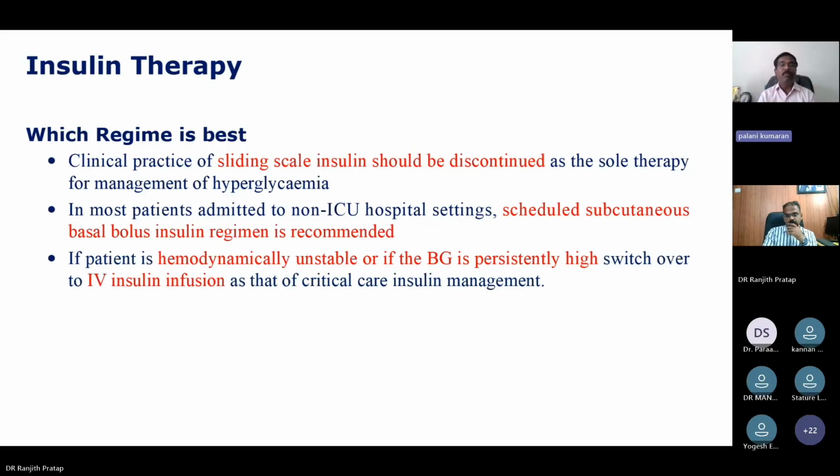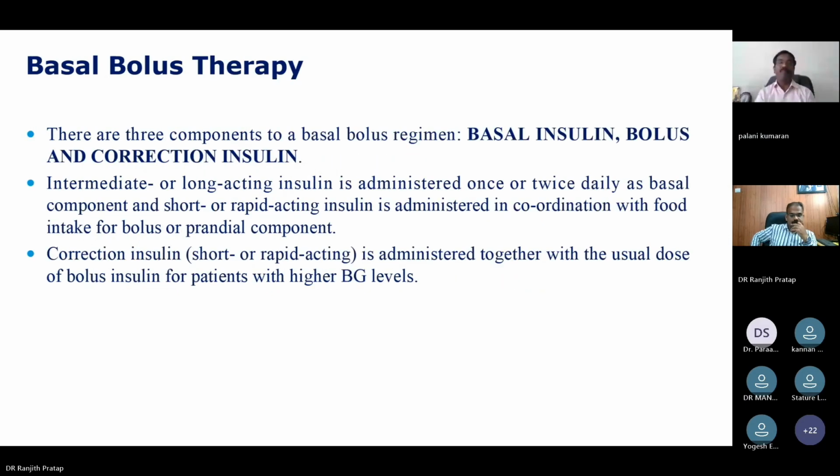Whenever the patient is hemodynamically unstable or the blood sugar is persistently high, you have to go with IV insulin infusion, similar to treating critical care patients. Basal bolus therapy is the ideal regime, and this constitutes three components: one is a basal component, that's basal insulin, a bolus component, and correction insulin.